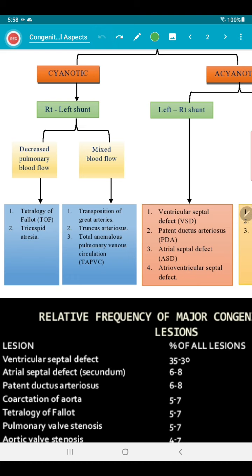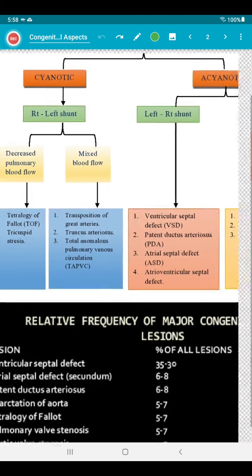Number three is total anomalous pulmonary venous circulation, TAPVC. TAPVC is a very rare congenital anomaly, in which, instead of the four pulmonary veins draining into the left atrium, they drain into the right atrium, of different natures. I will tell you later on. Now the cyanotic part is complete.